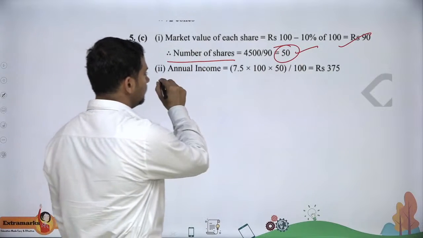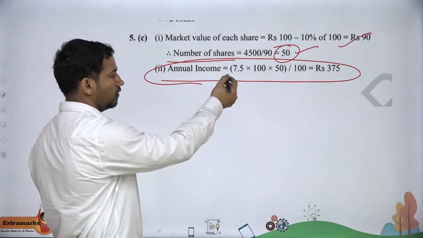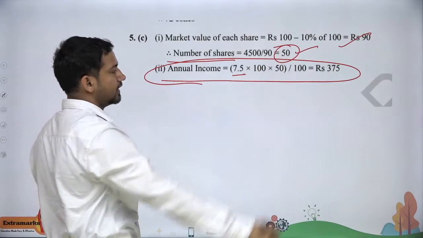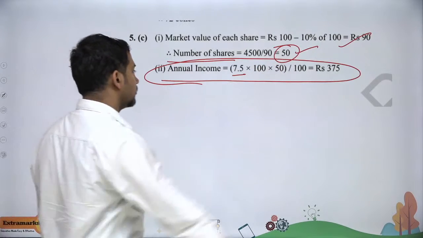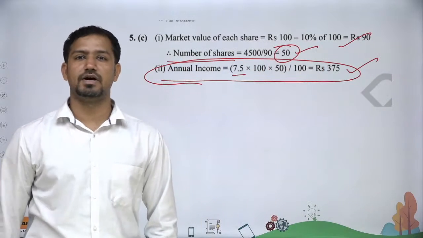Then after that we apply the formula and find the annual income. We know that the dividend is 7.5% into 100 into 50 divided by 100, then we get the answer. So the dividend is rupees 375.